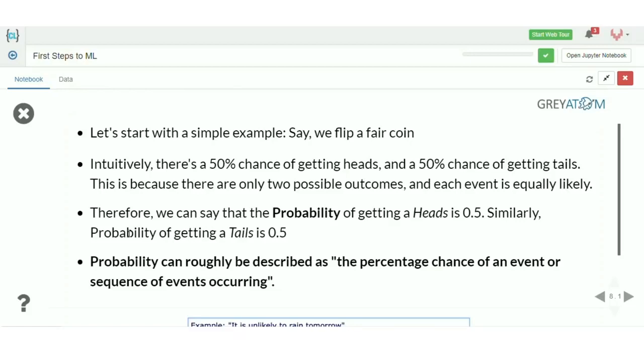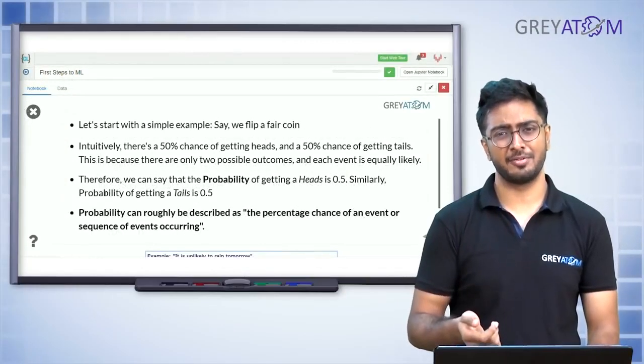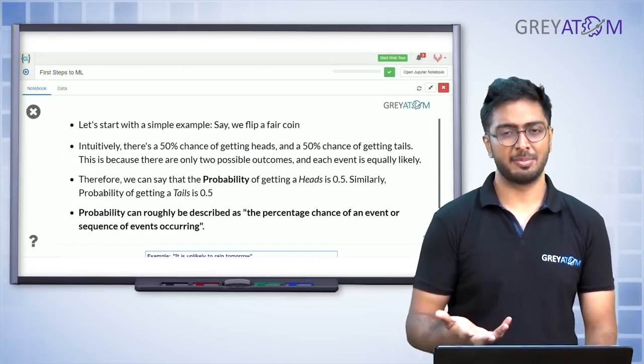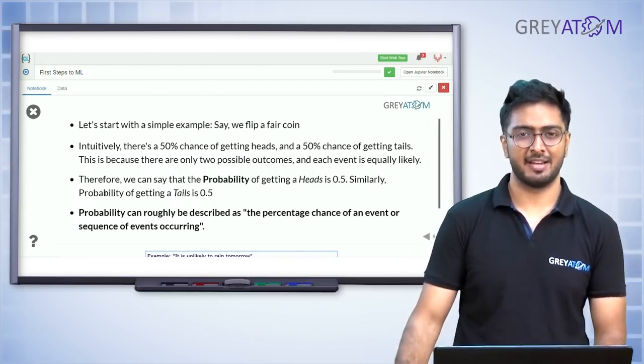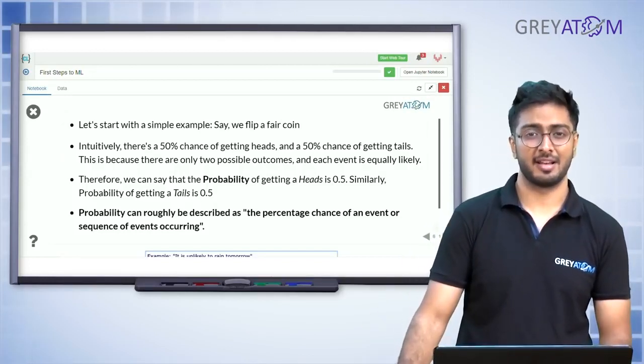Probability can roughly be described as the percentage chance of an event or a sequence occurring. So you flip a coin, and there's a 50% chance that it would be a head, and 50% that it could be a tail.